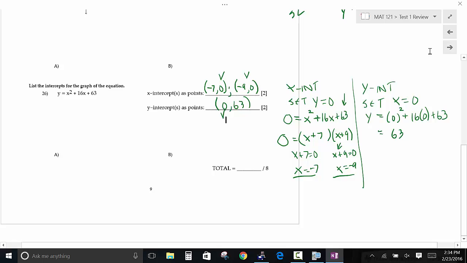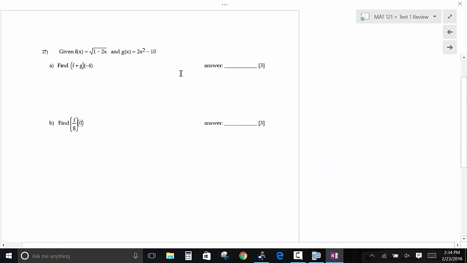All right, now we can go to 27, I think, okay? All right, algebra of functions would be the next thing. Okay, so if you're doing f plus g of negative 4, one of the best ways to do this is we learned that that's the same thing as f of negative 4 plus g of negative 4.